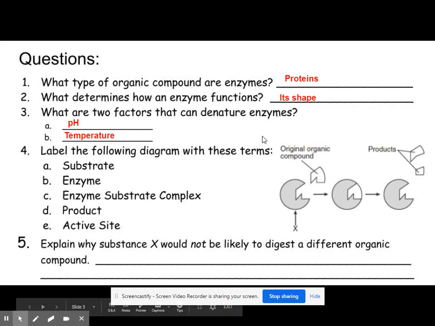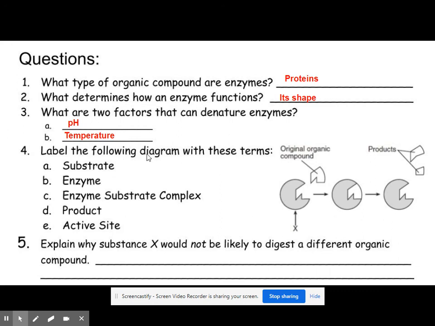If you think about it, an egg gets cooked by temperature. An egg is mostly protein, right? And enzymes are types of proteins. You can't change it back. So it's been completely denatured and changed permanently.